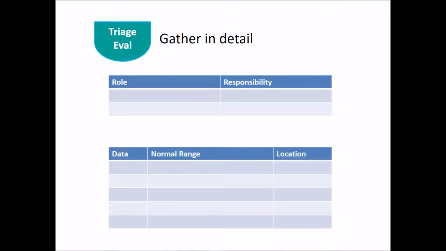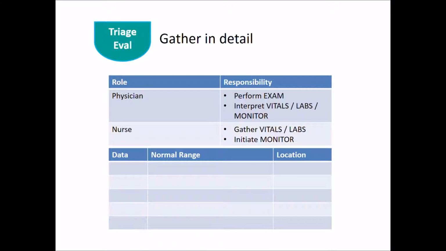Here is an example gather in detail table for our triage evaluation gather step. The first thing we want to do is delineate roles and responsibilities. Who is responsible for gathering what data? For instance, the physician is responsible for performing the exam, as well as interpreting the vitals, labs, and monitoring. The nurse, on the other hand, is responsible for gathering the vitals and the labs, as well as initiating the monitoring on the patient.